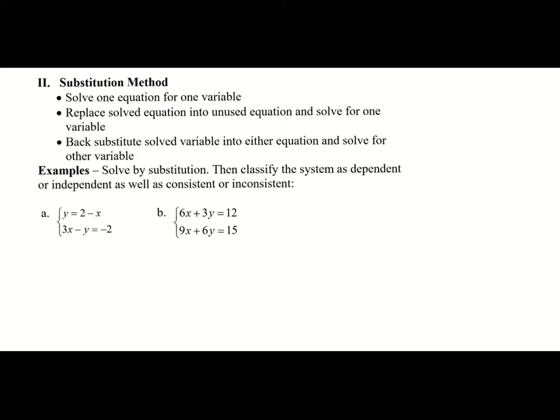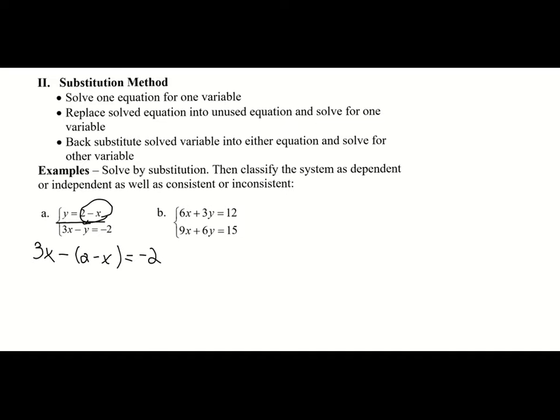So if we take a look, for instance, at A, this one's nice for us because it's already set up. It already has an equation solved for a variable. So we have y equals 2 minus x. Since we know y equals 2 minus x, we are going to put that in for y in the other equation. So we're going to do 3x minus, and then in parentheses, 2 minus x. Again, I substituted 2 minus x for y, because we know that's what it equals. The equation equals negative 2.